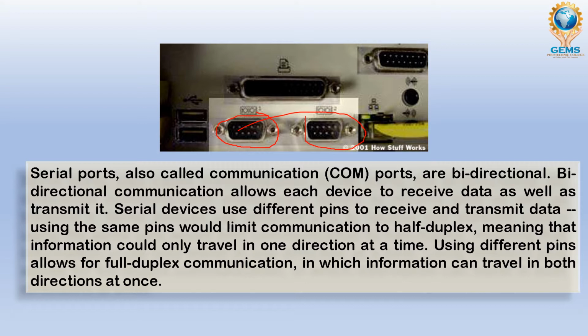Serial devices use different pins to receive and transmit data. Using the same pin would limit communication to half duplex. It means one pin receives data and one pin transmits data. If the same pin is used, it limits the communication of the device to half duplex, meaning information can only travel in one direction at a time. Using different pins allows full duplex communication, in which information can travel in both directions at once. That is the use of the communication port, that is the COM port.